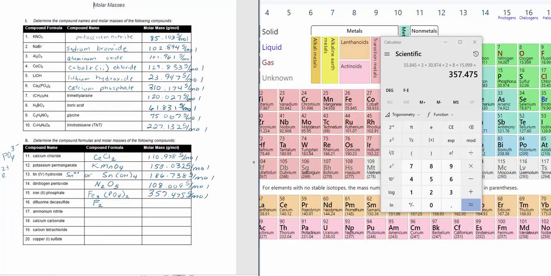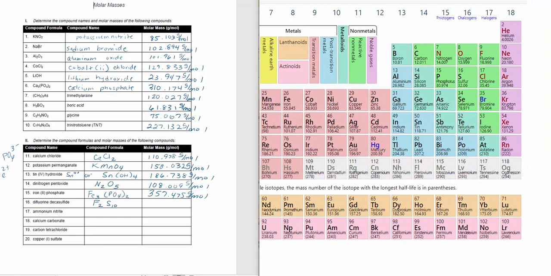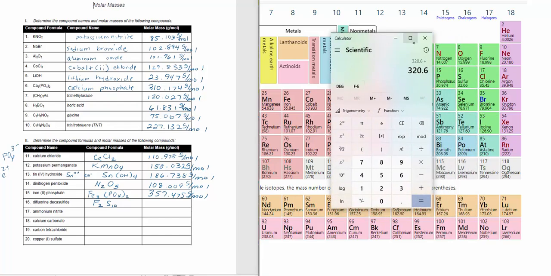Difluorine, so F2 decasulfide, 10 sulfurs. Sulfur is right under oxygen, and sulfur is in column 16. So sulfur is 32.06, and I have 10 of those. And I'm going to add to that 2 fluorine atoms. Fluorine is over here in column 17, and fluorine is 18.998. So I have a total molar mass of this one of 358.596, and that's grams per mole.